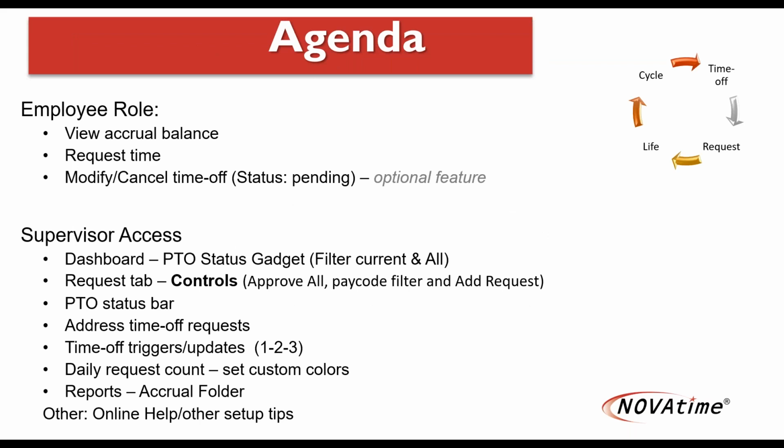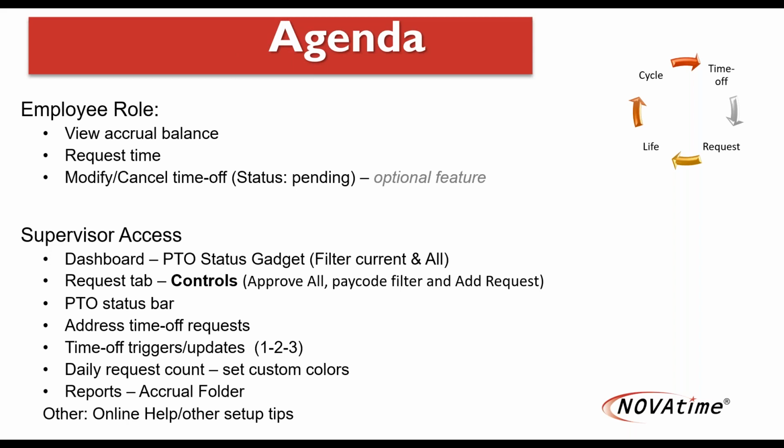And this is our agenda. We're going to start out with the employee, then we're going to go into the supervisor dashboard. We're going to go through that gadget, show you how to use the various filters. We're going to show you the controls that you have as a user. We're going to go over the PTO status bar. We're going to address those requests. We're going to show you the difference between approving a request, declining a request, and removing a request from the system. We're going to show you the various triggers or alerts that your employees will receive once a request is approved or declined by a manager.